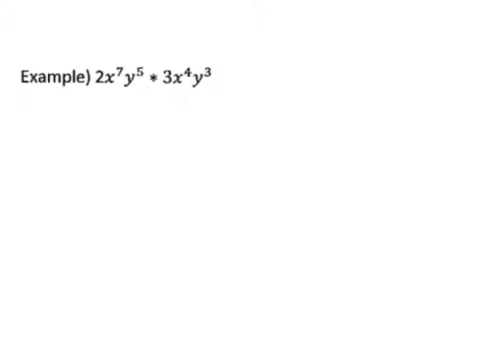Alright, so for example, when you have something like this, you multiply your coefficients. We are multiplying here. So you multiply your 2 and your 3 together. Those are your coefficients. That would be 6. And then you are going to add up all of your exponents. But they have to be like bases. So the x will go with the x. So we'll have 7 plus 4 would be x to the 11th. Then you're going to add your y and your y. So we'd have 5 plus 3 would be y to the 8th. And that would be your answer. You multiply the coefficients and then you add up the exponents of your like bases.